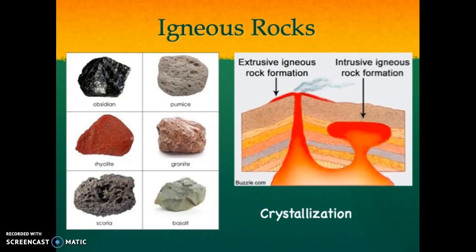So now we're going to take a look at igneous rocks. Alright, so igneous rocks can be formed through crystallization, and what crystallization means is the cooling process. Basically it's just a cooling process of the rock. Size depends on length of time to grow. So the size of this rock depends on the length of time it has to grow.